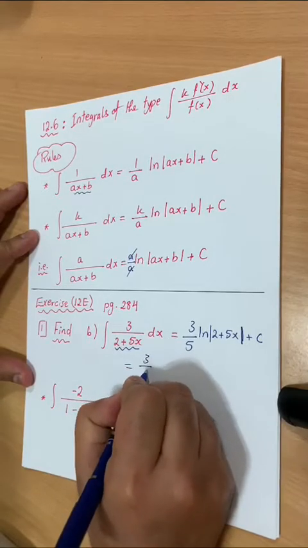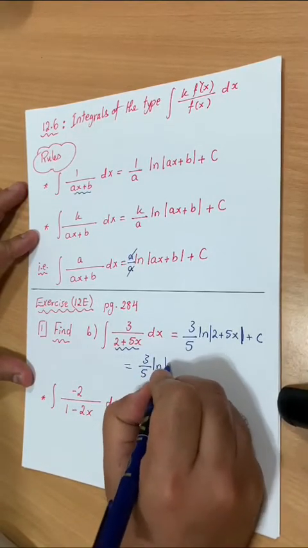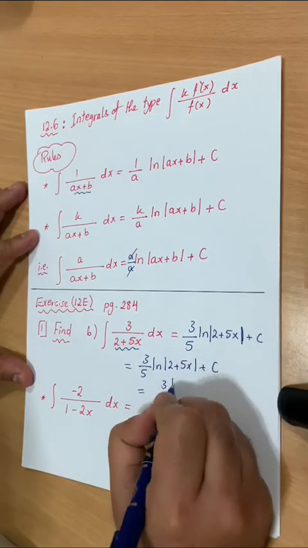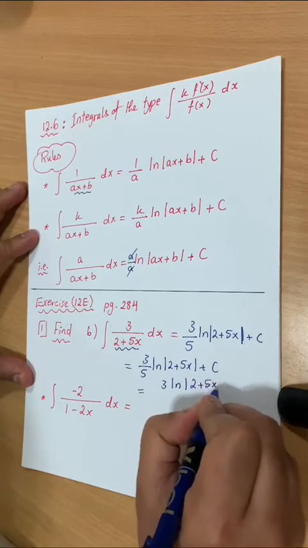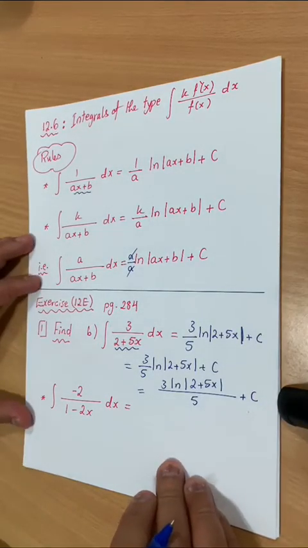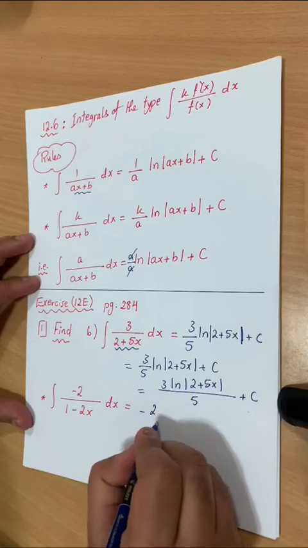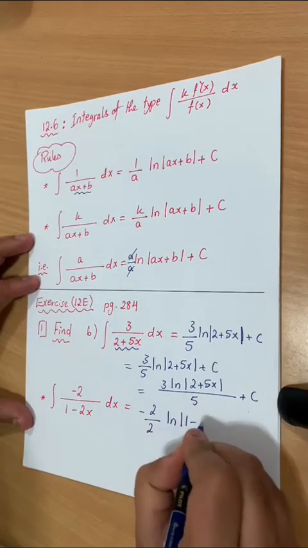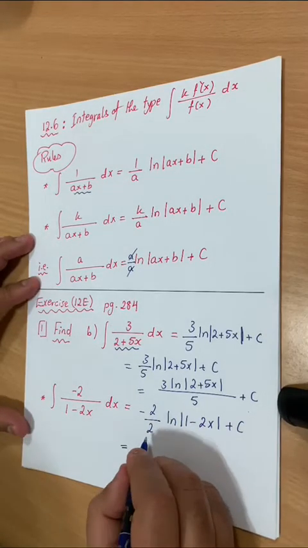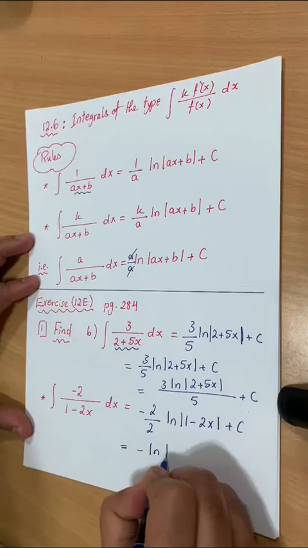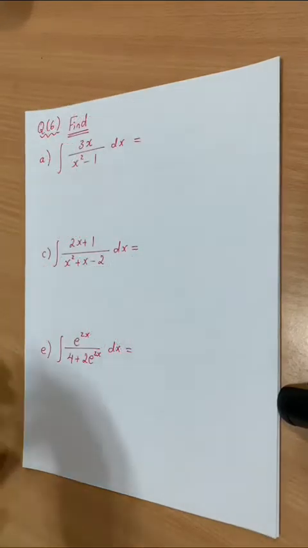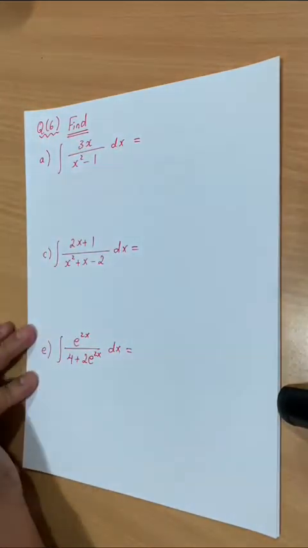So you can write it here one more time: 3 over 5 ln modulus of 2 plus 5x plus c, or you can write it as 3 ln modulus of 2 plus 5x all over 5 plus c. Same thing here. The derivative of the denominator is negative 2, so it's negative 2 over 2 ln modulus of 1 minus 2x plus c. Negative 2 divided by 2 is equal to negative 1, so negative ln of 1 minus 2x plus c. On the same exercise, question number 6, integration of 3x over x squared minus 1.